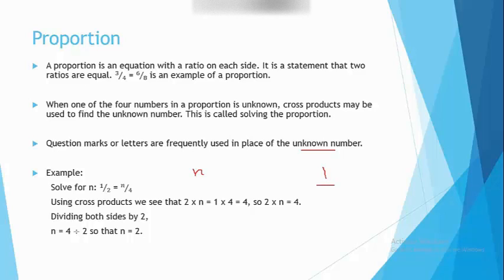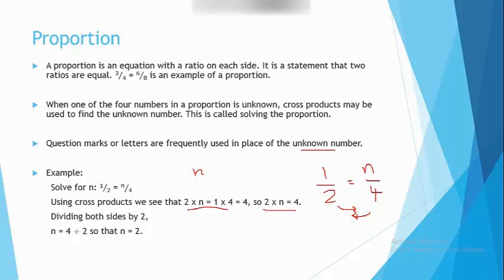In 1 half equals n by 4, if we perform the cross product, the 2 goes to the next side and the 4 goes to the other side. This gives you 2 times n equals 1 times 4, which equals 4. So 2n equals 4.